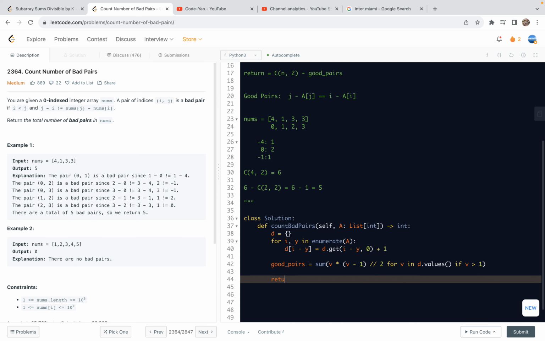Then what we want to do, we just return all the pairs, that is length A times length A over 2, then minus the good pairs. So we are going to get the desired count for bad pairs. So that's actually a solution to this problem. So actually it can be very short, right? Before we make any further comments, let's first do a test.